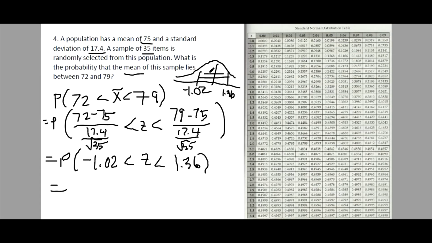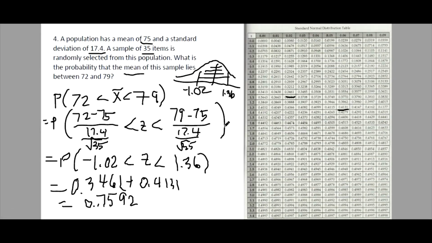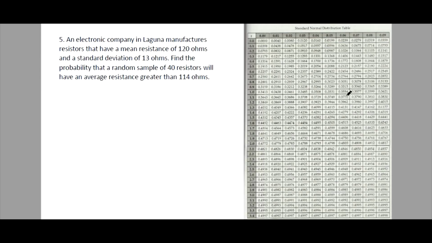So therefore, we will add the areas. So 1.02 is this 0.3461, plus 1.36, this one 0.4131. So add 0.3461 plus 0.4131. We have 0.7592. So the probability that the mean of the sample lies between 72 and 79 is 0.7592.